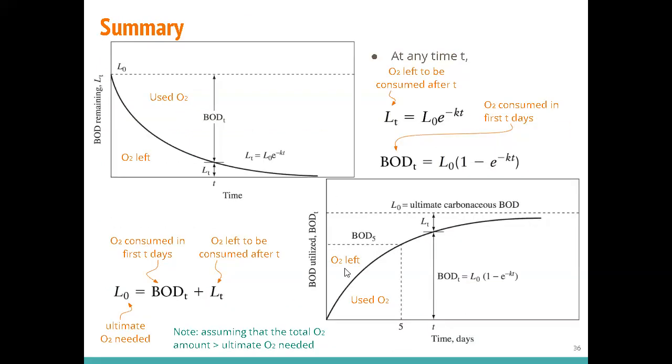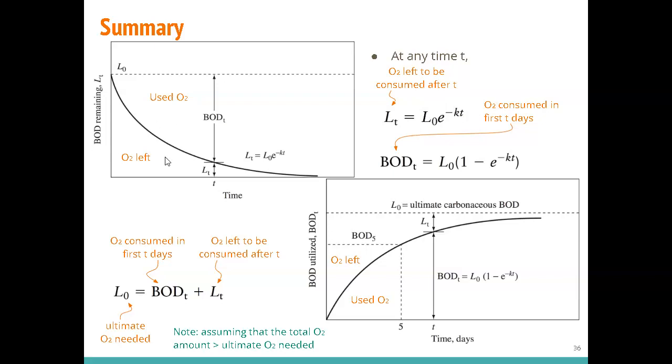Okay, so this is a summary of what we had discussed. On the top, we talk about the ultimate carbonaceous oxygen demand, L0. We can use this equation to simulate the organic matter left in your water body. If you flip that around and look at the change of BOD_t, the amount of oxygen used or the amount of organic matter digested, we can use this equation. It's just flipping around the top equation in here.